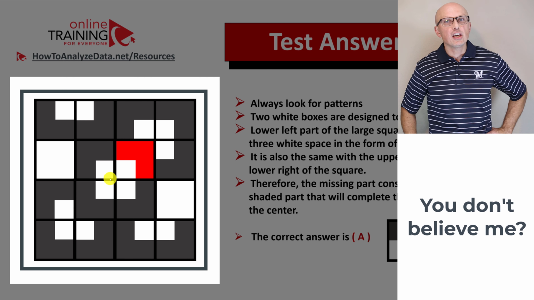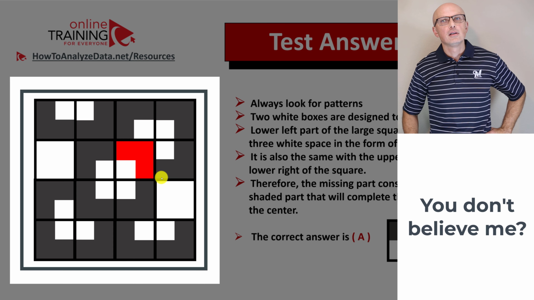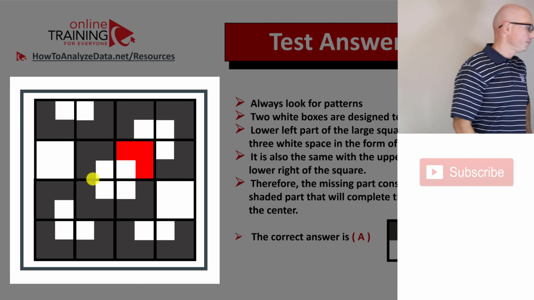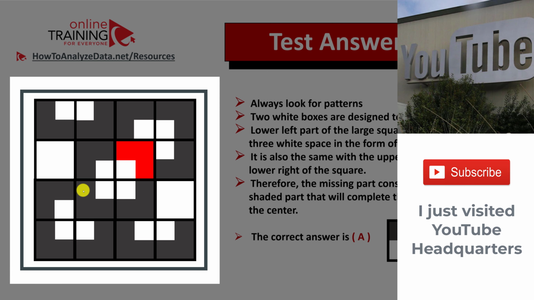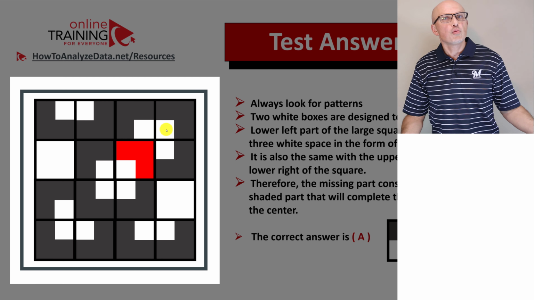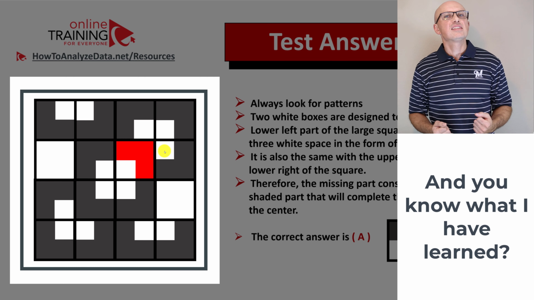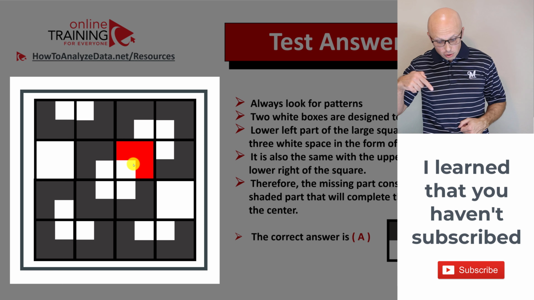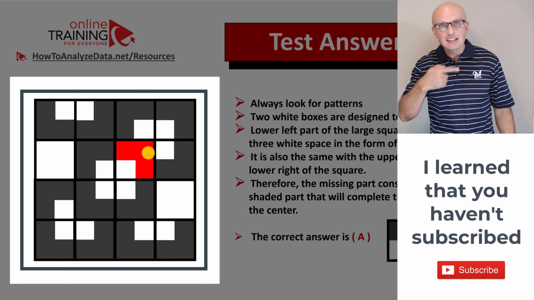A couple of important considerations when answering this question. Two white boxes are designed to confuse you. The lower left part of the larger square only has three white spaces in the form of an L shape. A similar symmetrical pattern follows in the upper right corner. This is why the missing part consists of the shaded part, which completes the square in the center.